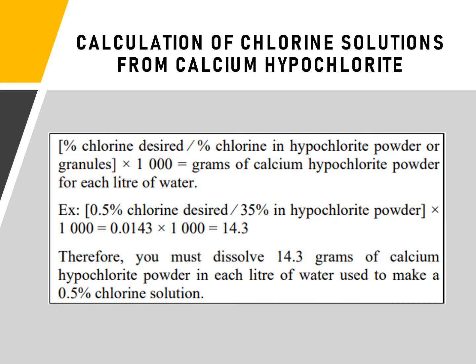So take for example, if you want to prepare a 0.5% concentration of your sodium hypochlorite, you just have to divide that one by 35%, which is already a given concentration of your hypochlorite powder. And then the answer for that one, you just have to multiply it by 1000. It will give you a final answer of 14.3 grams, meaning to say that this is the amount of calcium hypochlorite powder that you're going to dissolve in 1 liter of your diluent, which is the water, and it already has the 0.5% concentration of chlorine that you desired.